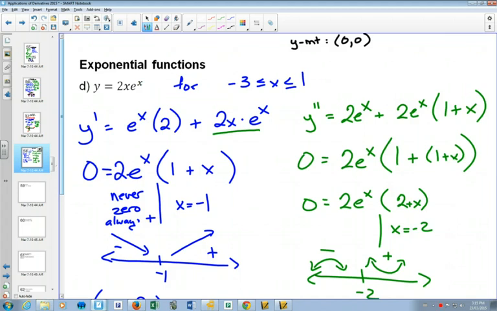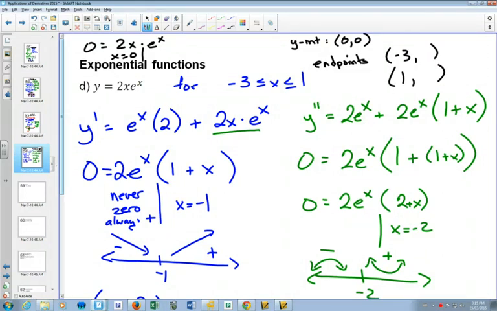If you were trying to see if there was another x-intercept, if I put in 0 for y, 2x e to the x, you can split it right there. You can see that x equals 0, which we already knew was one of them. E to the x is never equal to 0 and always positive, so that would be the only x-intercept. Our endpoints, we're going to label -3 comma something and 1 comma something.